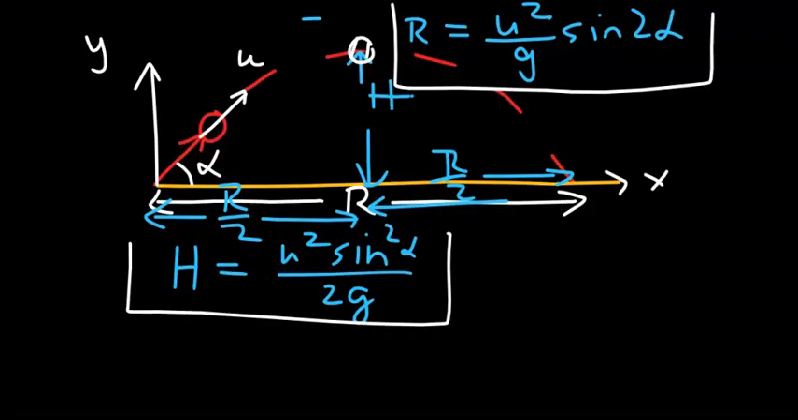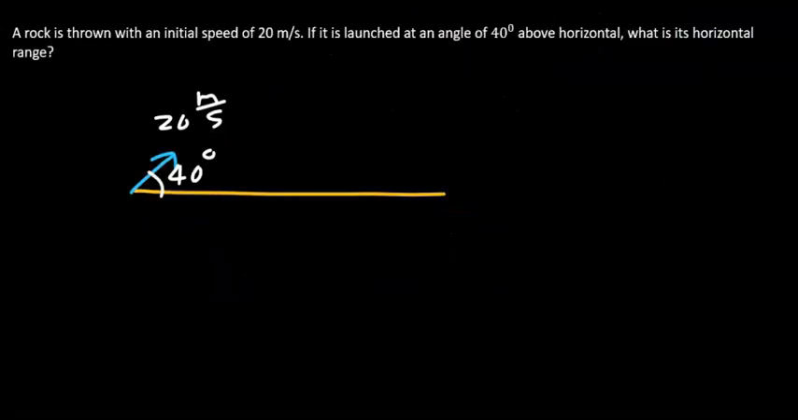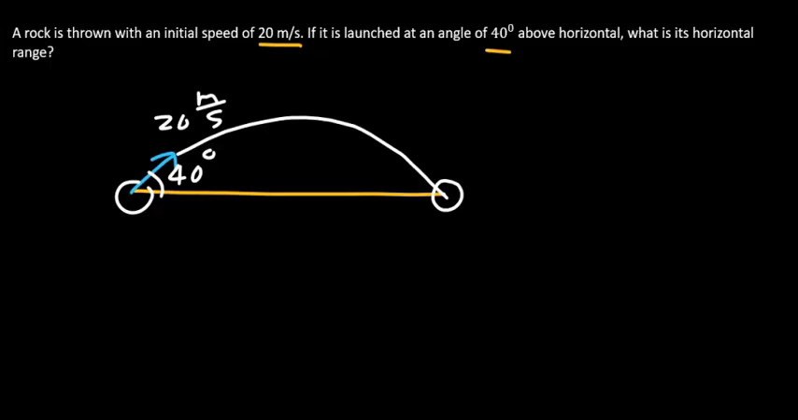We stress here that these two equations will only work when the takeoff point and the landing point are at the same level. So let's see how to use those equations by looking at the following problem. A rock is thrown with an initial speed of 20 meters per second. If it's launched at an angle of 40 degrees above the horizontal, what is its horizontal range? So it will go and hit back the ground. So the takeoff point and the hitting point, the final point, are on the same level. So let's calculate the range.